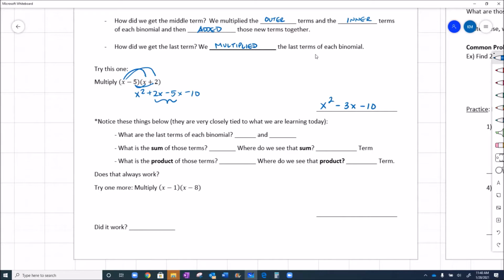Notice these things below, they are very closely tied to what we are learning today. What are the last terms of each binomial? In this case, the last terms are negative 5 and 2. What is the sum of these terms? When we add these two together, we get negative 3. Where do we see that? It's our b value. It's our middle term.